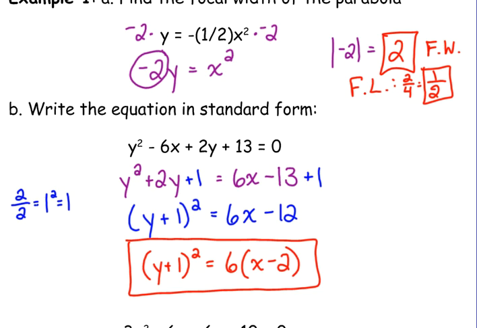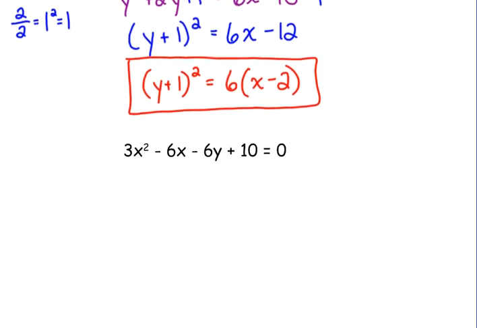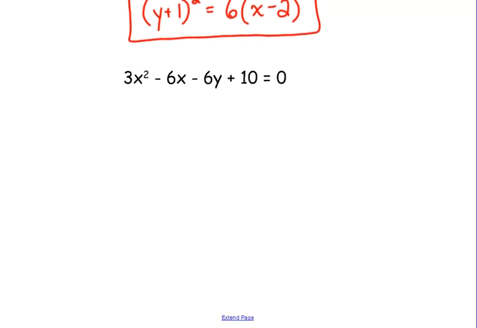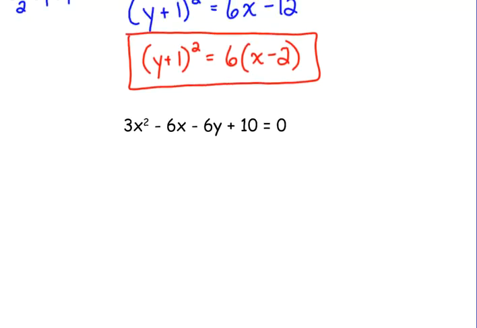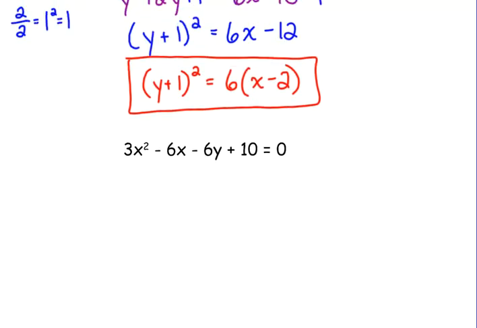Okay, let's do another one. 3x squared minus 6x minus 6y plus 10. It's another parabola because we only have x squared. Both x and y are not squared. So let's keep the x's where they're at. Move the y's to the other side and the constant. So we've got positive 6y minus 10 on the right side.